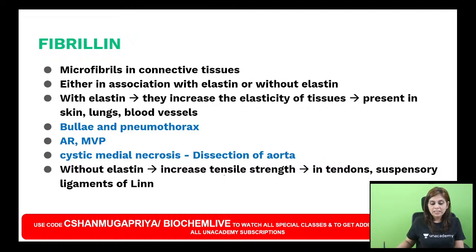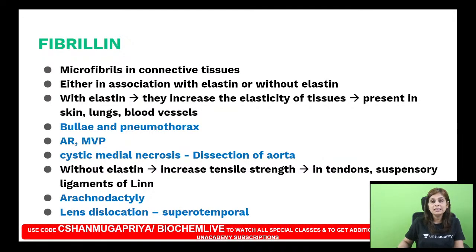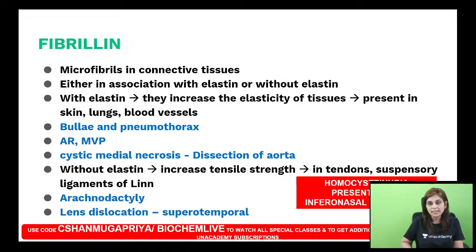When the tensile strength is reduced in the tendon, that causes arachnodactyly. When suspensory ligaments of the limb are not that strong, what happens to the lens? The lens gets dislocated. And what form of dislocation do you find? There is superotemporal dislocation of the lens. As one of you had answered, infranasal dislocation of the lens is observed in homocystinuria.